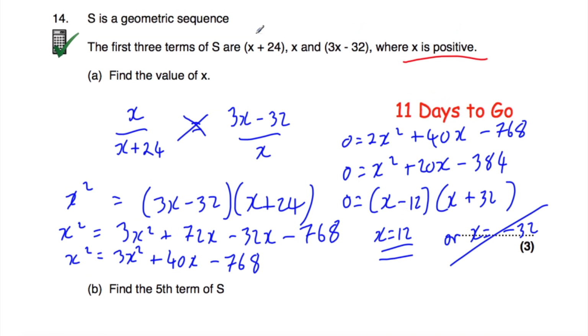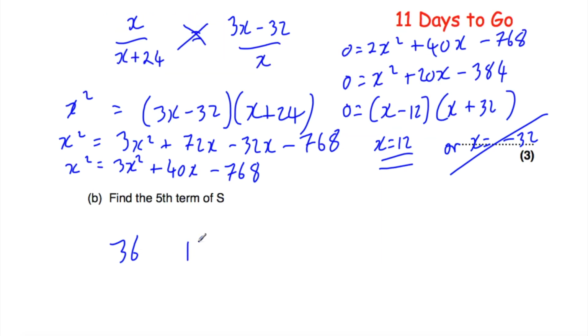So if x is equal to 12, that means that this would be equal to 36. This is equal to 12. This is equal to 3 times 12 is 36. Take away 32 is equal to 4. If we have a look here, we'll multiply by a third, multiply by a third, multiply by a third, or dividing by 3, and so on. So we'll multiply by a third each time. We've been asked to find the fifth term, so we need to multiply by a third again.